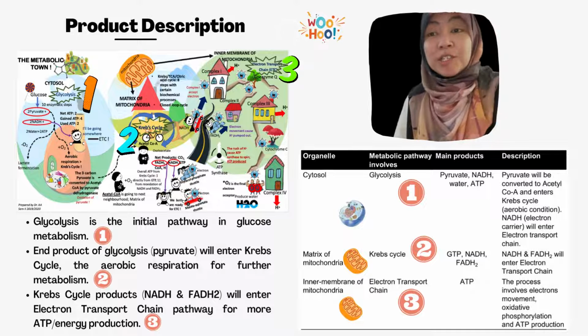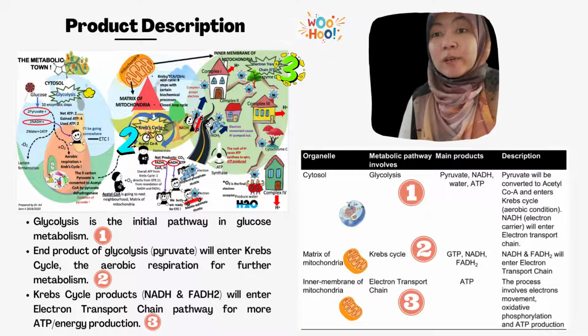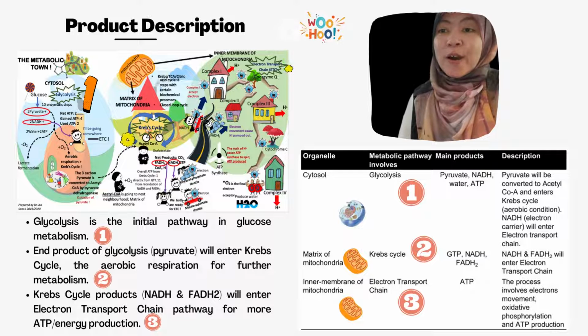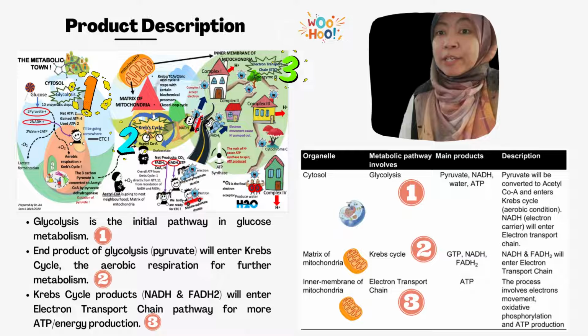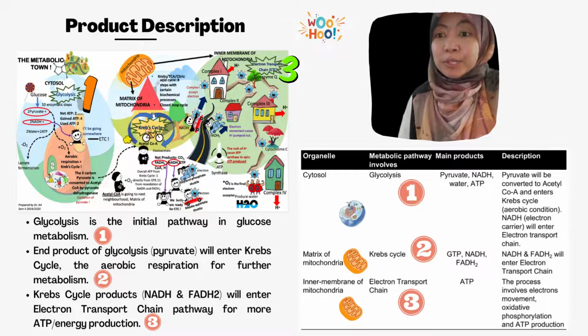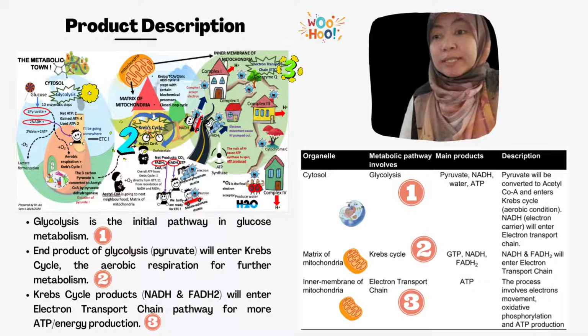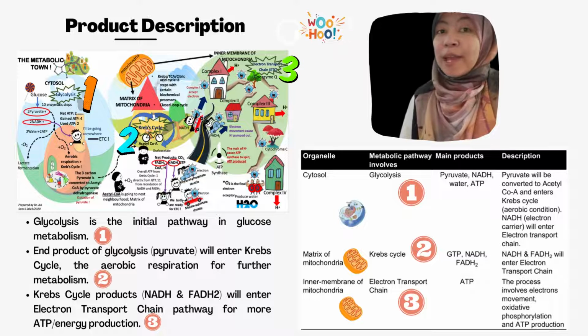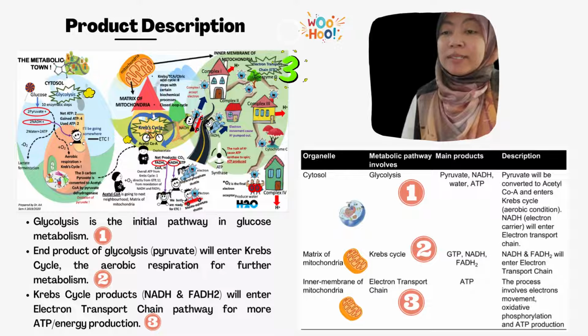With some imaginative concepts, the metabolic town is showing the connection of the three metabolic pathways, which are glycolysis, Krebs cycle, and electron transport chain. Glycolysis is the initial pathway that happens in cytosol, which at the end will produce pyruvate and an NADH molecule. The pyruvate produced will be oxidized to acetyl-CoA molecule before entering the second pathway, which is Krebs cycle.